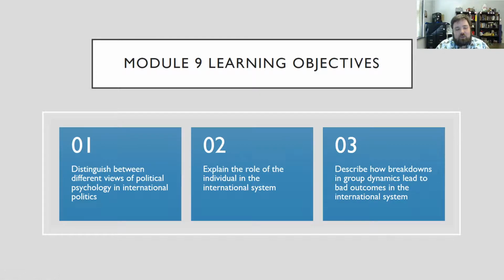In this module, we're going to first be able to distinguish between different views of political psychology and international politics. What role does the individual have in international politics? That's the second one. And finally, we're going to describe how breakdowns in group dynamics lead to bad outcomes in the international system. Basically, this one's going to be really focused on the idea of groupthink, and we're going to dig into that a little bit later.